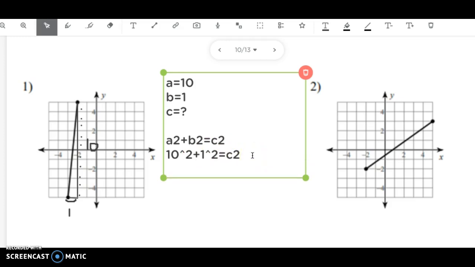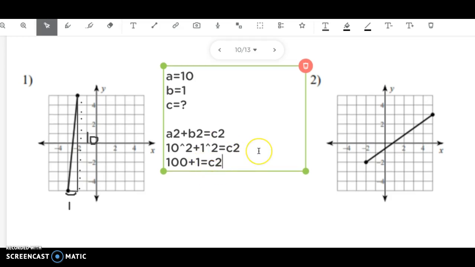Okay, we know that A squared, 10 squared, is 100, plus 1 squared is 1, equals C squared. One thing that I've noticed in your work is you'll add 101 and you'll do 101. I'll leave that part out. So that means 101 equals C squared.